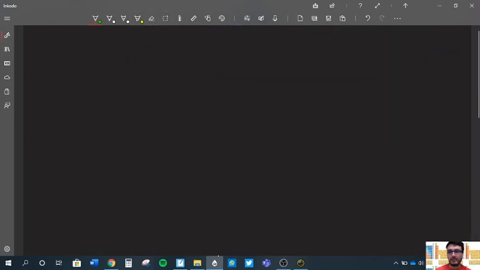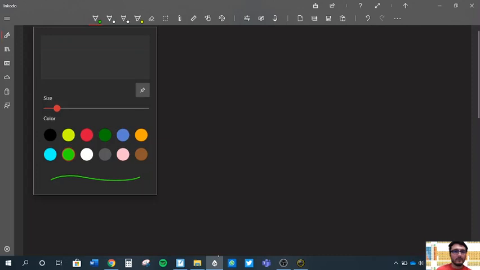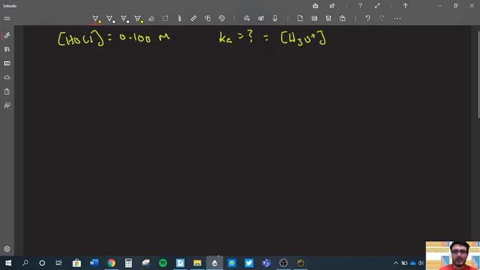Okay, back to yellow. So let's write down what we have. Hypochlorous acid, given concentration, moles per liter. We need to find Ka, right? It's asking us for that. And how do we do that? Well, we know from the ionization reaction, which I will write in just a moment, but to give you a preview, our Ka expression for this acid looks like this. So if we can solve for all of these at equilibrium, we know what Ka is.